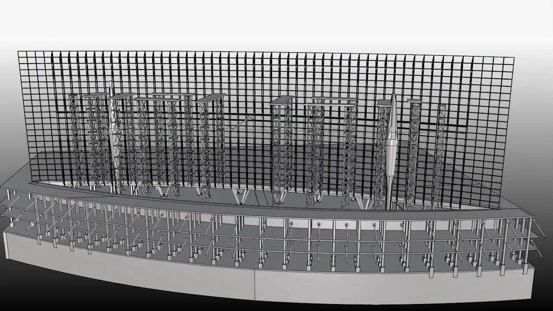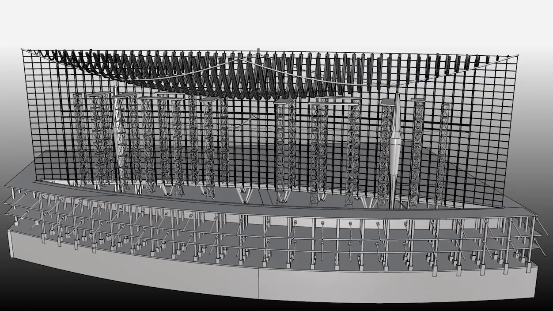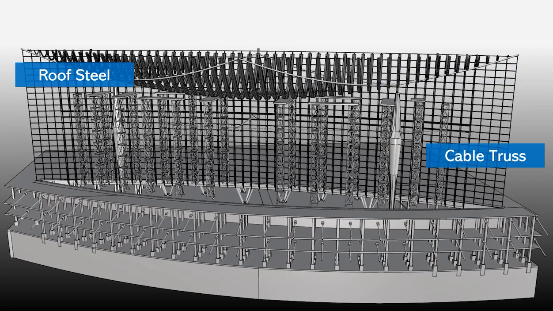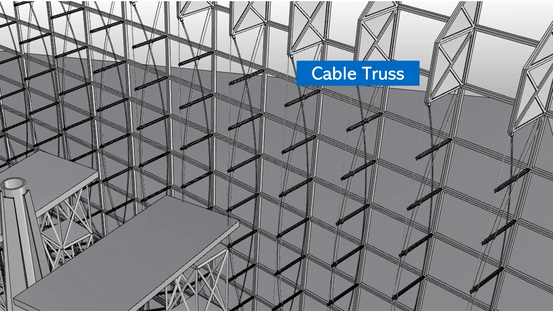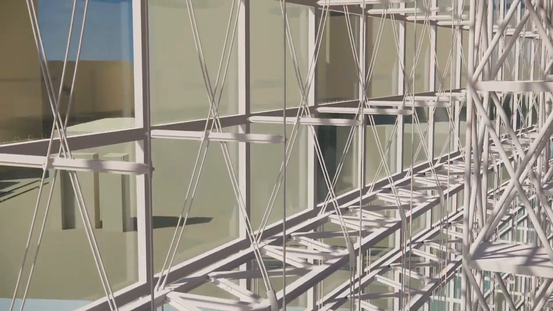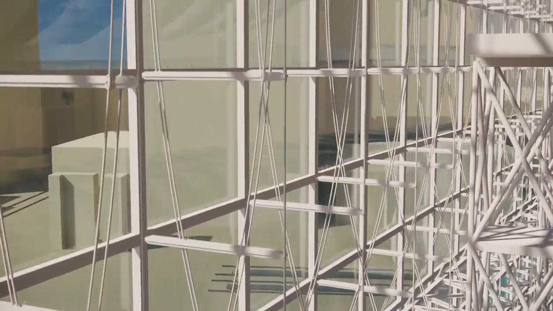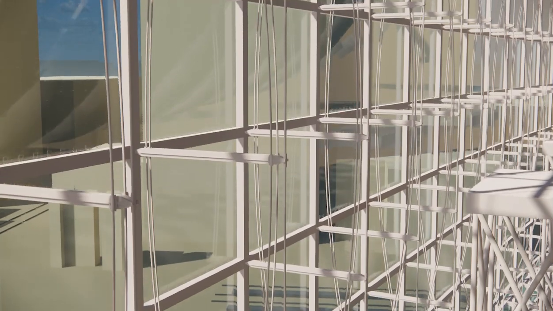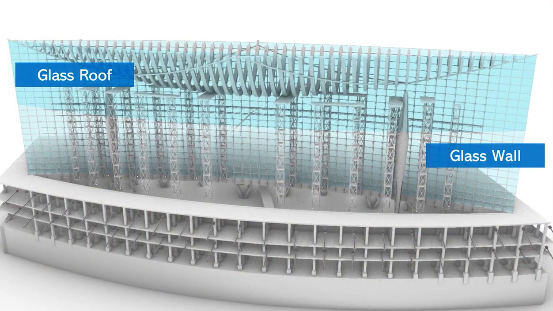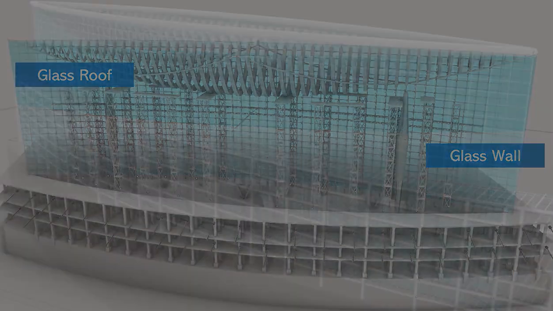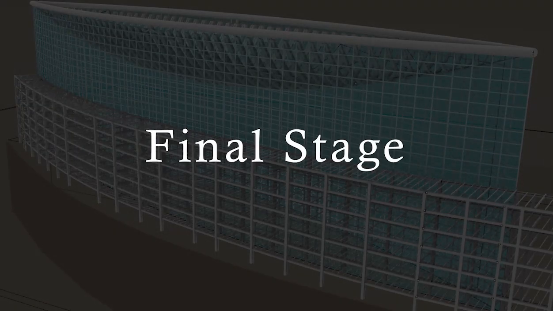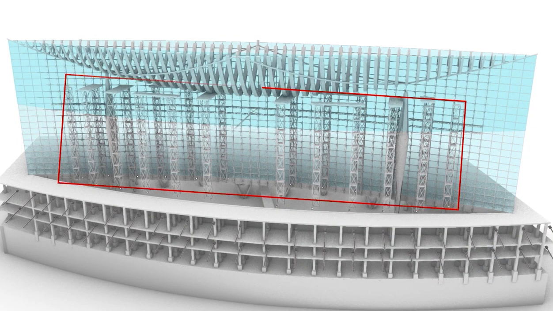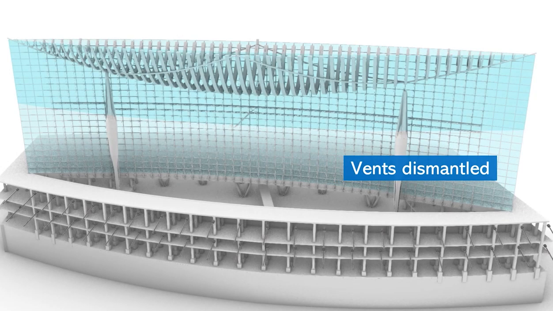Fifth, after the jack-down method, the wall steel and the large roof steel were connected, and each cable of the wall cable truss was installed sequentially. Tension was applied to the cables to help the roof resist lateral forces, thereby stabilizing the entire atrium structure. Following this, the installation of the glass walls and the glass roof were completed. Lastly, the vents weighing a total of approximately 5,000 tons were dismantled, completing the atrium space.